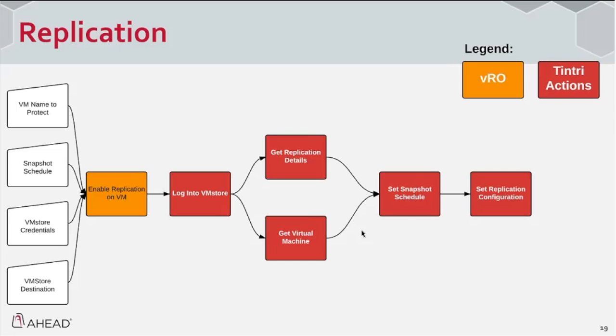And so once we log into the VM store, we're going to get those replication details, what's set on the system itself. We're going to get the virtual machine. We're going to tie that together. We're going to set a snapshot schedule. And then after we set that snapshot schedule, we set the replication configuration. And because Nick and I worked together on whiteboarding this, it made it very easy then for us to work together on building out those workflows.